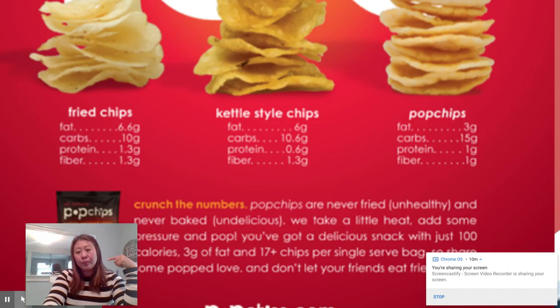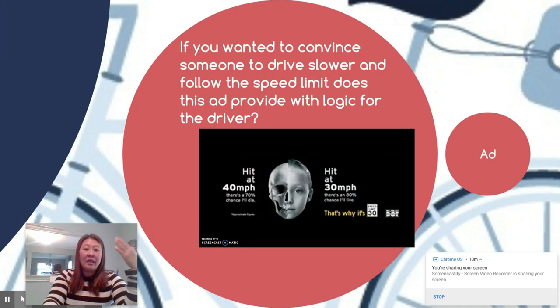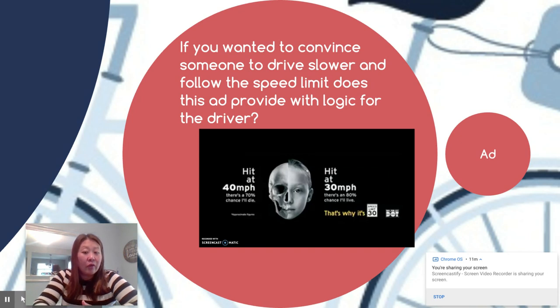All right, let's keep going forward. Another example, I love this one. If you wanted to convince someone to drive slower and to follow the speed limit, does this ad provide logic for the driver? Let's take a closer look at this ad.